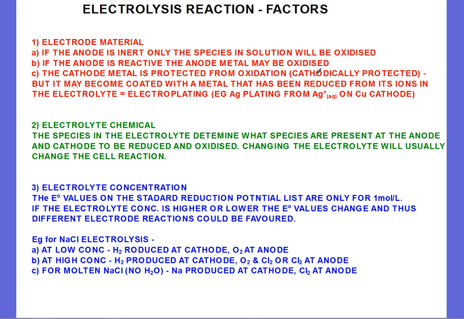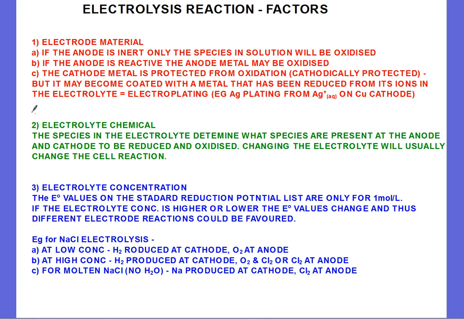The cathode metal is always protected from oxidation. It's cathodically protected, but it may become coated with a metal that's been reduced from its ions, and that's called electroplating. So for example, if you put copper in as your cathode inside a silver solution, you get silver depositing on the copper cathode or electroplating on the copper cathode.